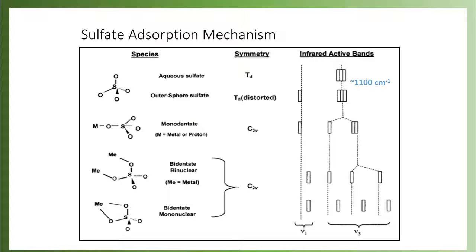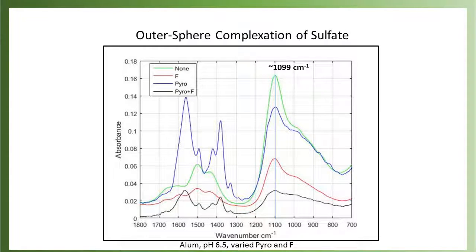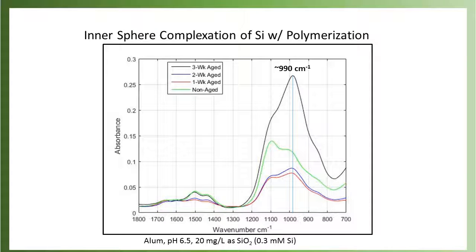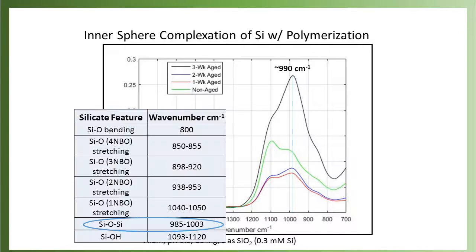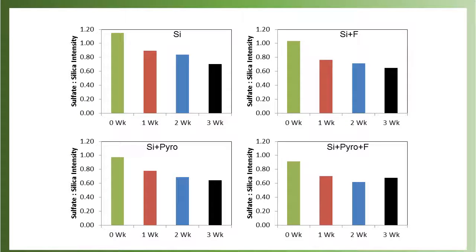So that was interesting that we are in fact outer sphere complexed for sulfate as well. What we did not see in these results was a migration of these lower peaks to higher peaks, likely due to the fact that sulfate adsorbs very strongly in this range. We do see a strong increase in Si-O-Si peaks over time, indicating that we have inner sphere complexed silicate and polymerization of silicate on the surface over time. This is further supported by sulfate to silicate intensity ratios.